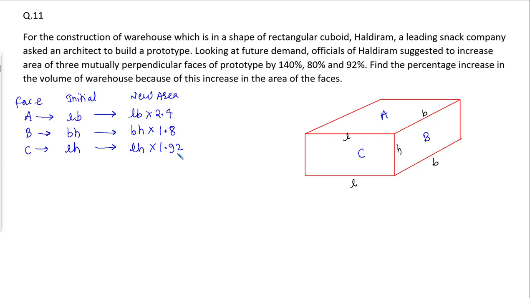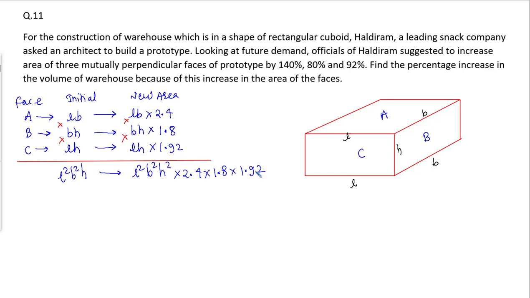Because we are interested in the volume. The volume of a cuboid is L into B into H. To find the volume, we are supposed to multiply these three equations. After multiplying, on the left hand side, L into B into B into H into L into H gives us L square B square H square. And on the right hand side, it becomes L square B square H square into 2.4 into 1.8 into 1.92.